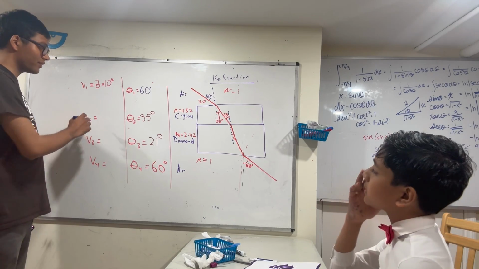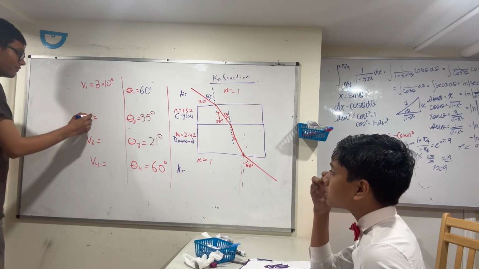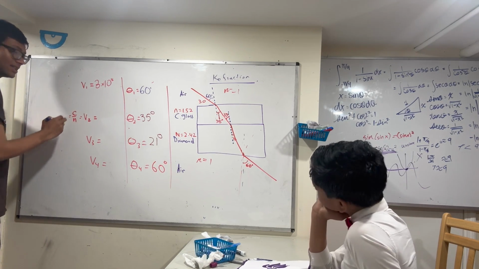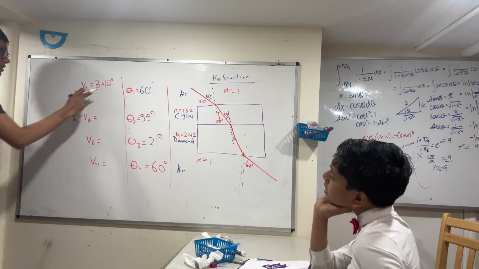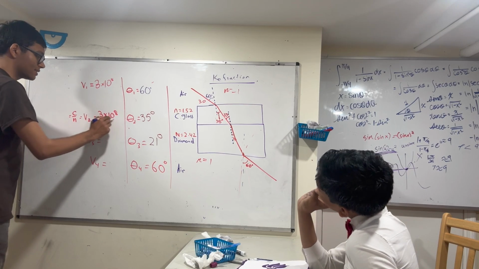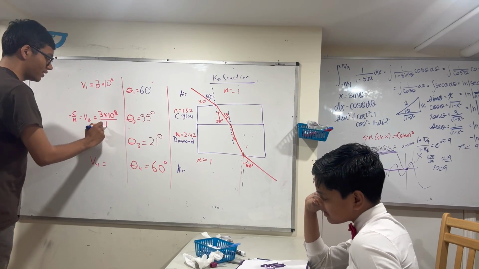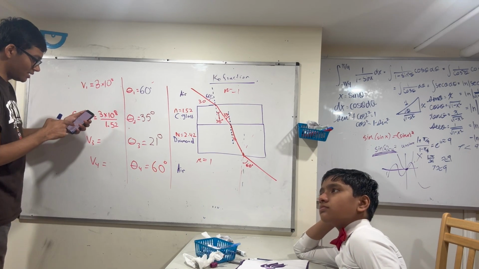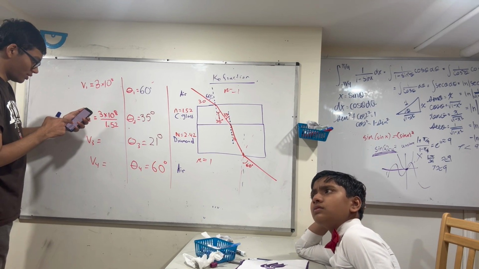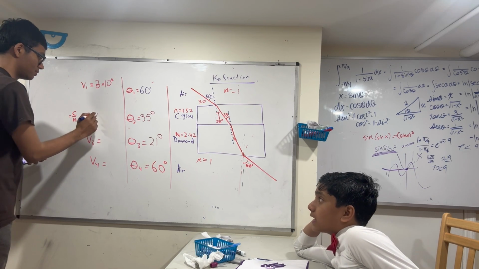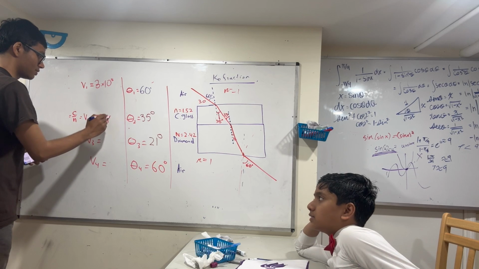Okay, for the next one, we have to again use the same formula. V is equal to C over N. Now C, of course, is the speed of light, 3 times 10 to the 8. And N in this case for crown glass is 1.52. If you do the math, you get 1.97 times 10 to the 8. That's 2 times 10 to the 8.